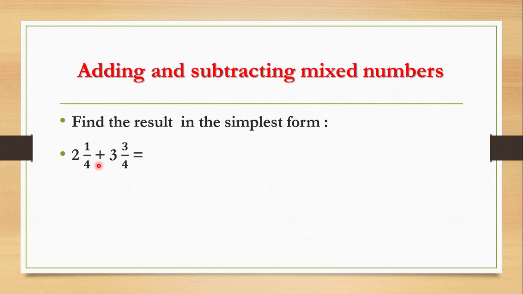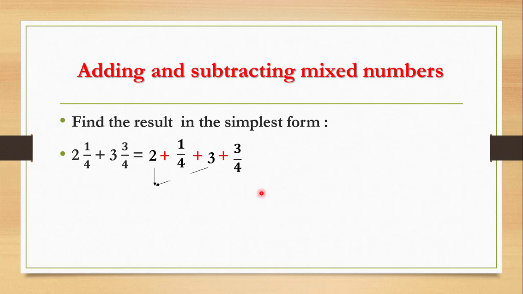When adding mixed numbers, you can use two methods. The first one, as we studied before: 2 and 1 over 4 means 2 plus 1 over 4. Okay? Plus 3 and 3 over 4 means 3 plus 3 over 4. So we have two whole numbers and two fractions. We can add the whole numbers together and the fractions together.